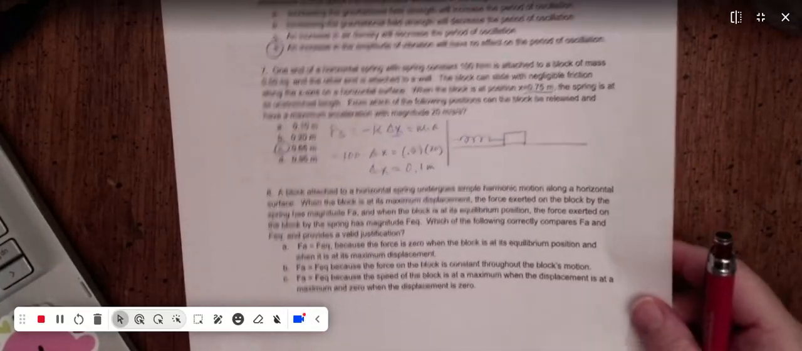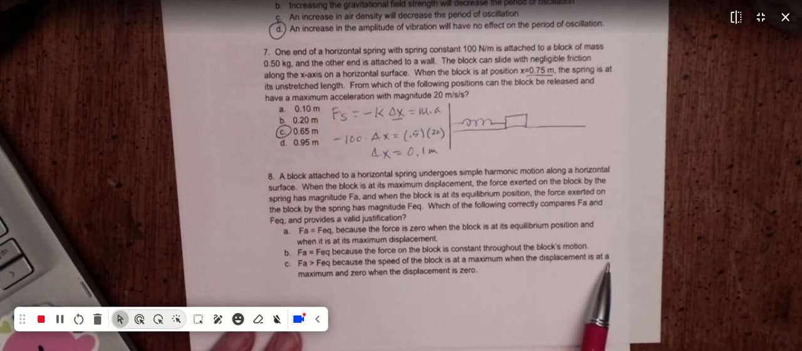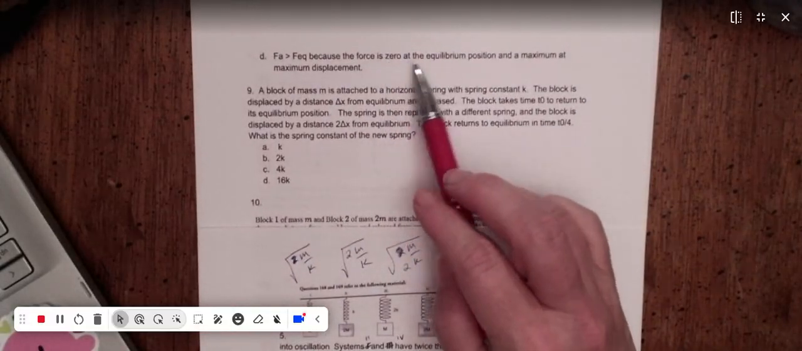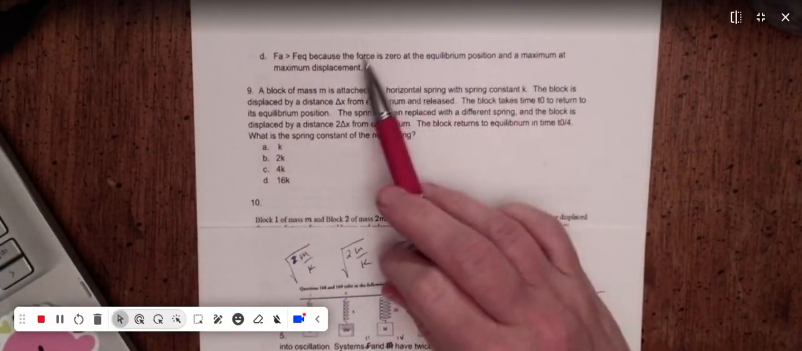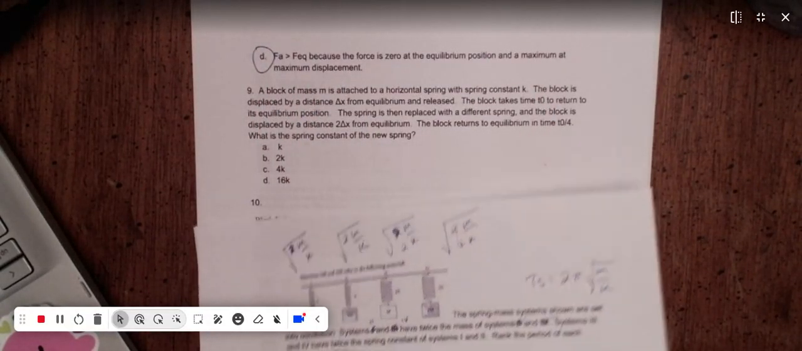So there's two choices where Fa is greater than Feq, and then let's look at what the explanations say. This one says speed of the block is at a maximum when the displacement is at a maximum, and 0 when the displacement is 0. That's actually not true, because our speed is going to be the greatest when we're at equilibrium, because that's where our kinetic energy is the greatest. And then this says force is 0 at equilibrium position and a maximum at maximum displacement, and that's the best explanation here.